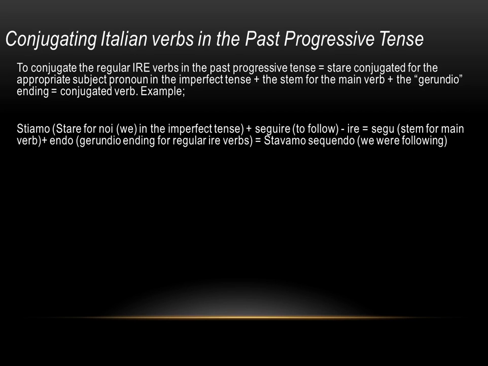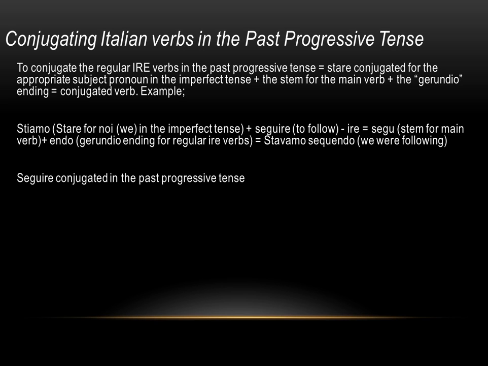I have stiamo, it should be stavamo. Stavamo, which is stare for noi, or we, in the imperfect tense, plus seguire, to follow, minus ire, equals segue, stem for the main verb, plus endo, the gerundio ending for regular IRE verbs, equals stavamo seguendo, we were following.